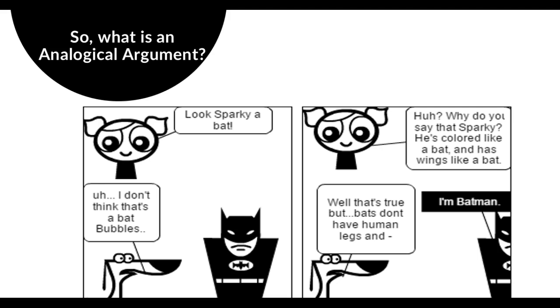In the cartoon strip you see, it looks like Sparky and Bubbles are having an argument about the creature that they can see that looks like a bat but also has human legs. So it is neither a human nor a bat. Instead, it is Batman. Let us look further as to what an analogical argument really entails.